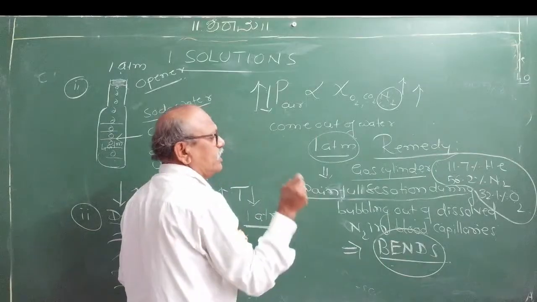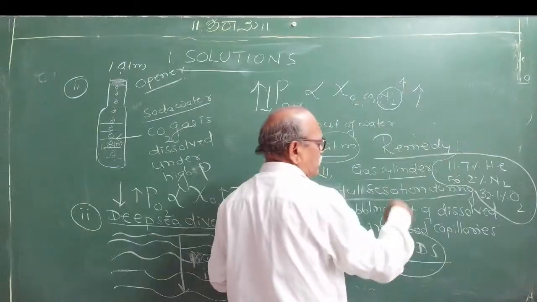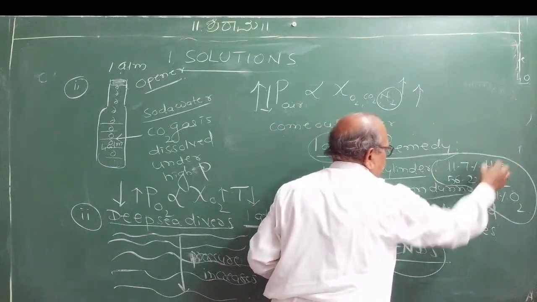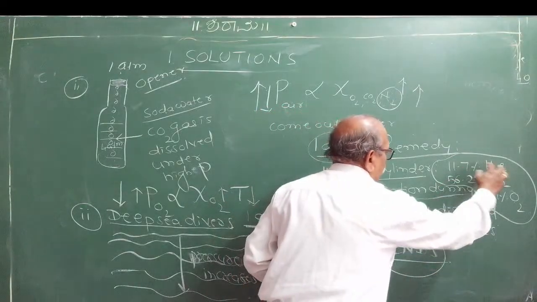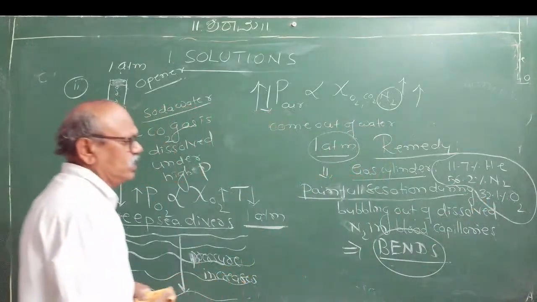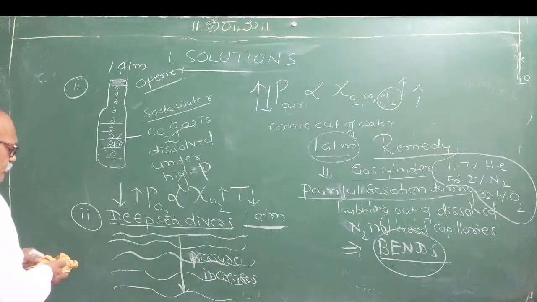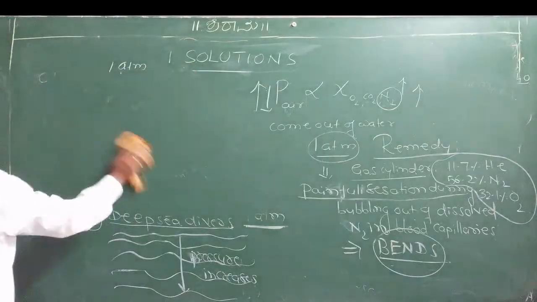The remedy to avoid the bends is that generally the cylinders used by deep sea divers or scuba divers will have 11.7% helium, which will diffuse it and lower the pressure, 56.2% of nitrogen, 32.1% of oxygen, which will prevent the bends. That is a second application of it. And another application we'll see now.